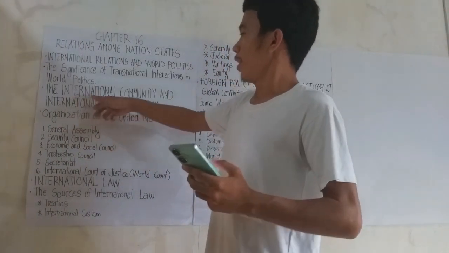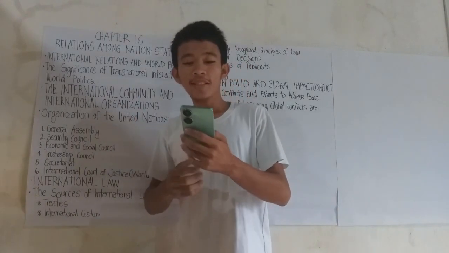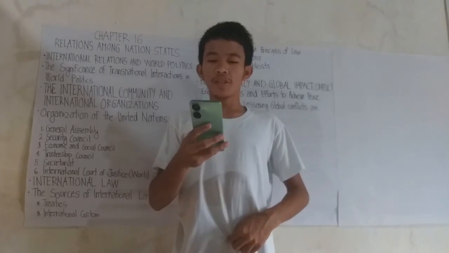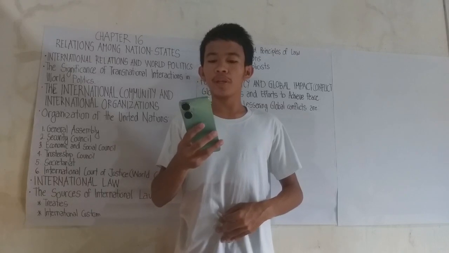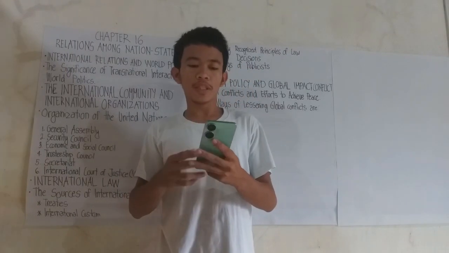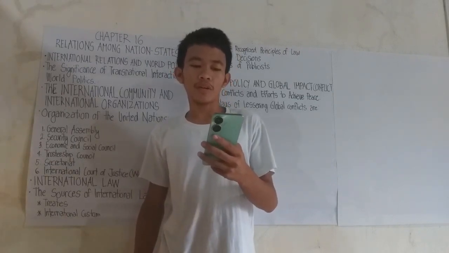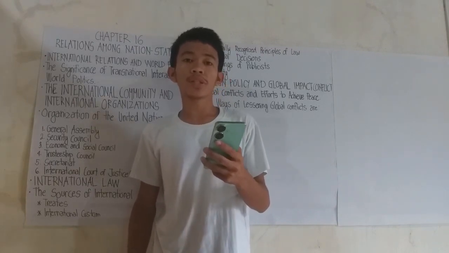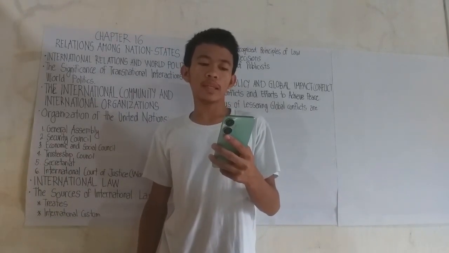The next is the international community and international organization. The international community refers to the collective body of nations and international organizations that interact and cooperate with each other on various global issues. It is comprised of sovereign states and other entities that are bound by international law. The main actors in transnational relations are the states, which are considered the basic units of world society.